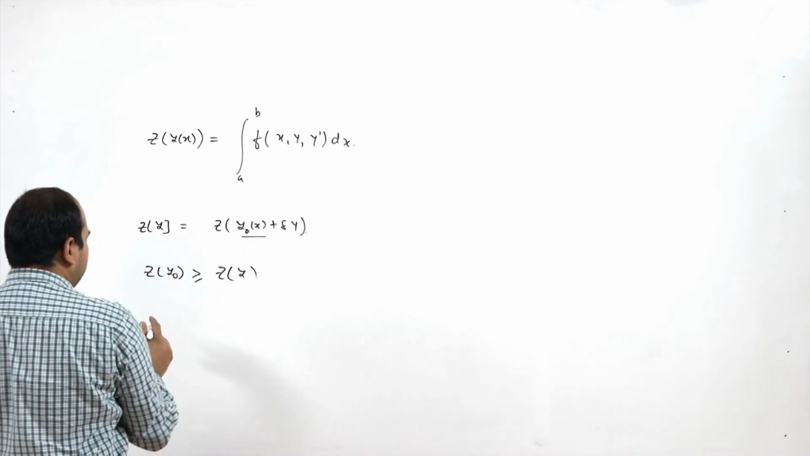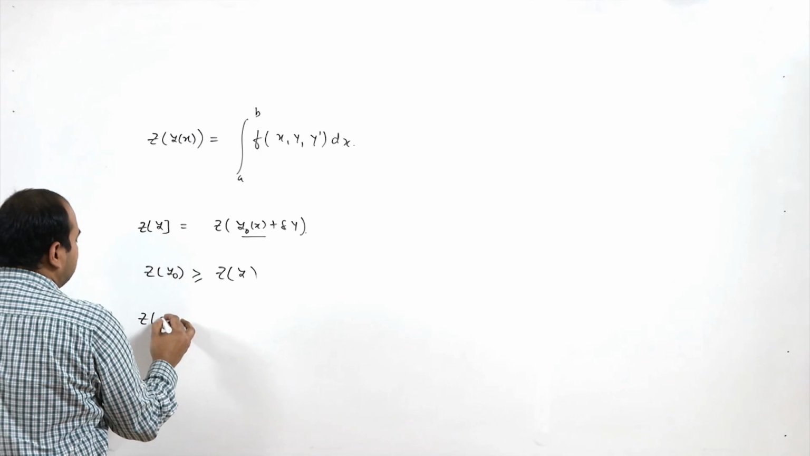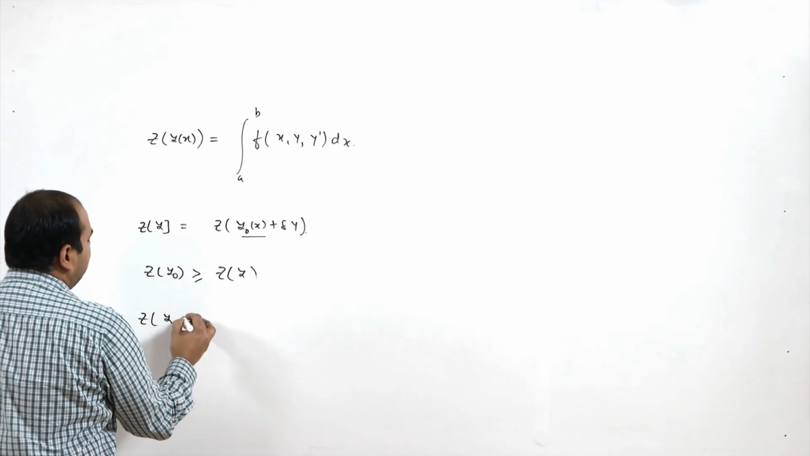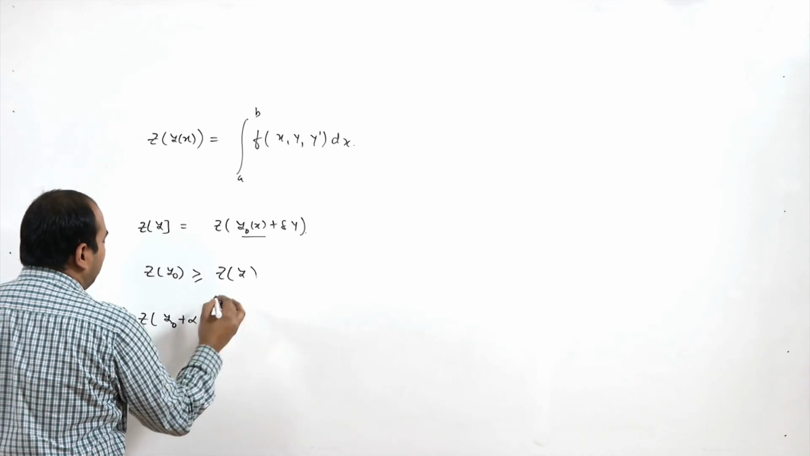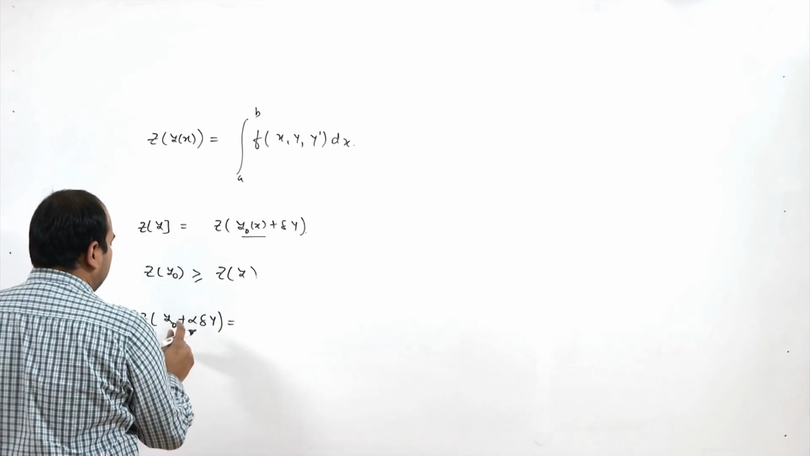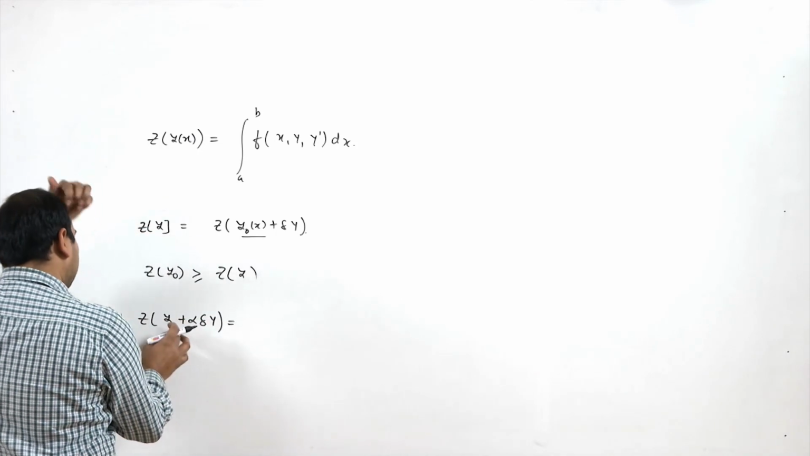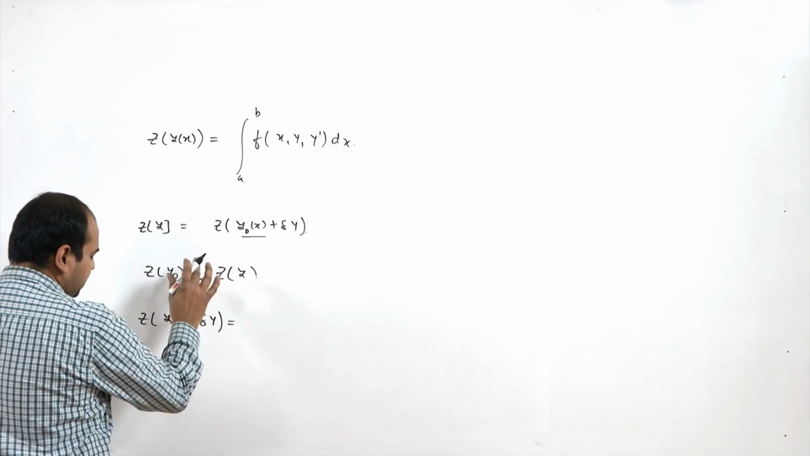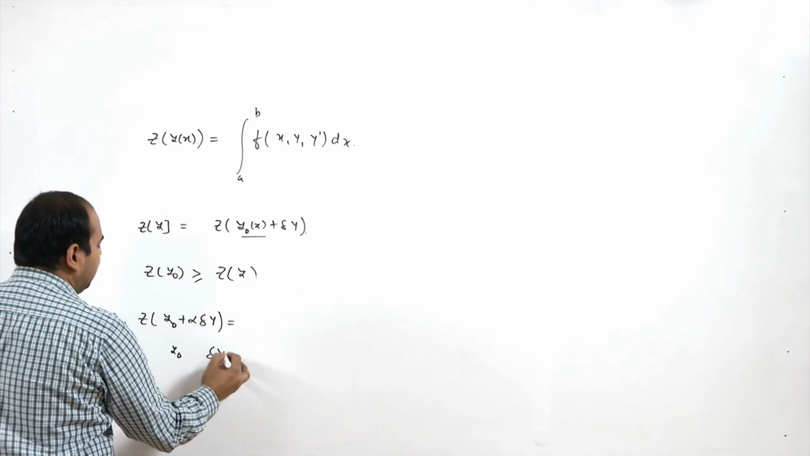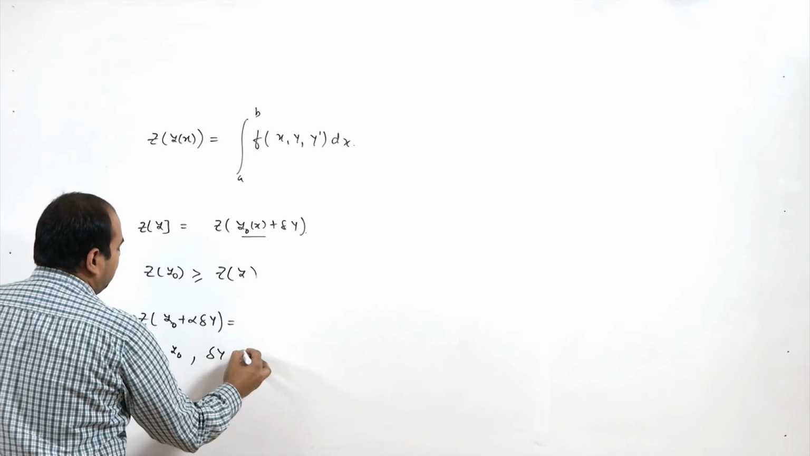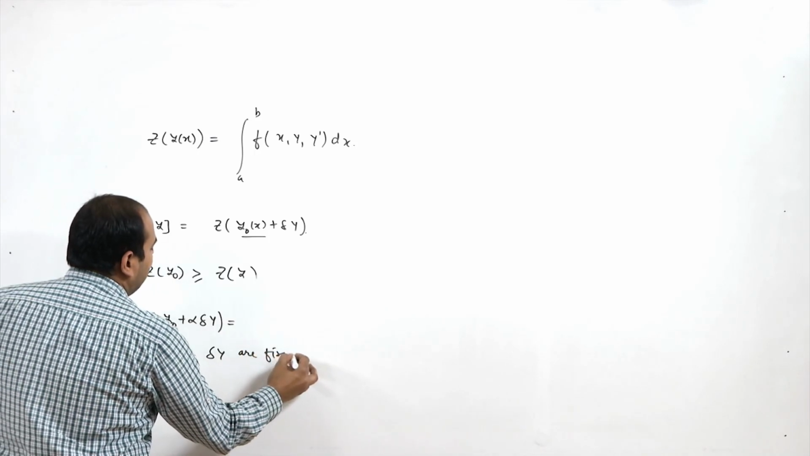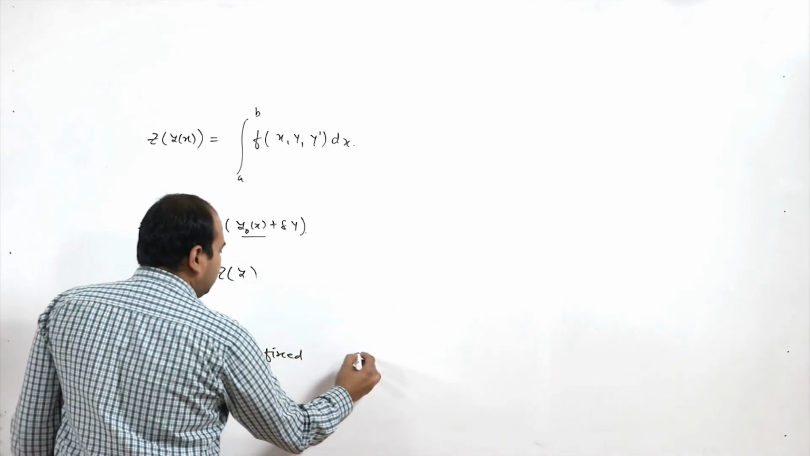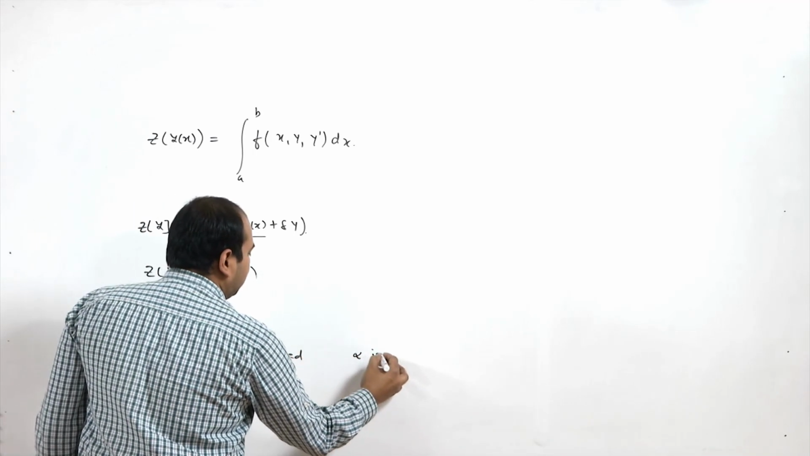With the help of this, we define a functional z[y] as follows: y naught plus alpha delta y. So here, in place of y, I am writing y naught plus alpha delta y. Here we are assuming that y naught is fixed, which is already given, and delta y is also fixed, and only this alpha is a variable quantity.